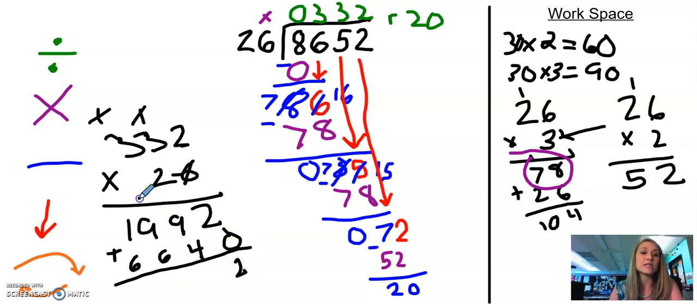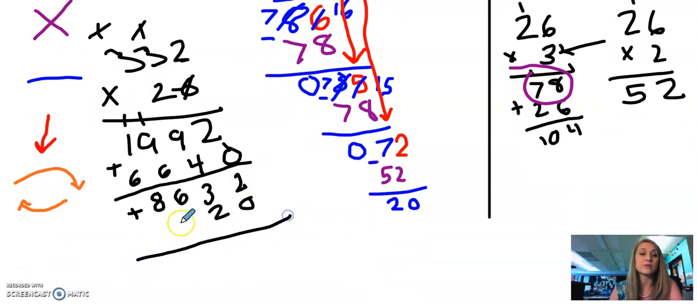9 plus 4 is 13. Carry the 1. 9 plus 6 is 15. Plus 1 is 16. Carry the 1. 6 plus 1 is 7. Plus 1 is 8. They don't match yet because I still have to add my remainder. So add 20. When I add 20, 2 plus 0 is 2. 3 plus 2 is 5. Bring down your 6. Bring down your 8.